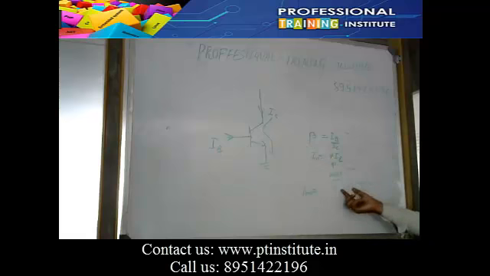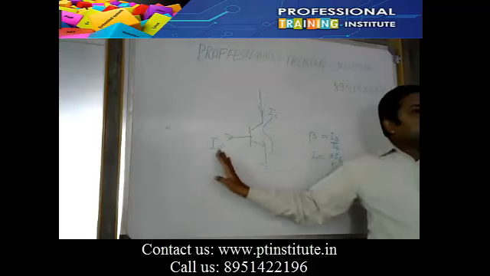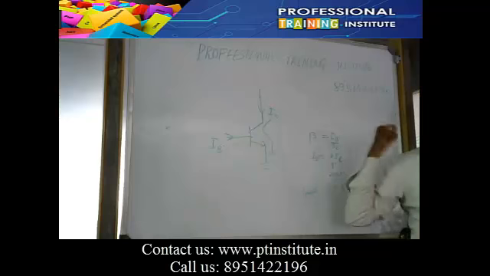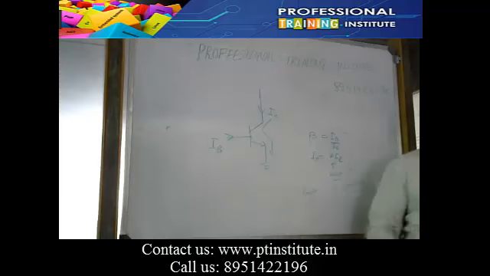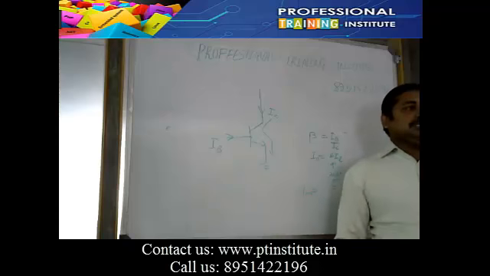From where is this factor coming? It is nothing related to the base. The collector has the capability to give this much current. We are only controlling: give, don't give. So using this, we are controlling the collector current.